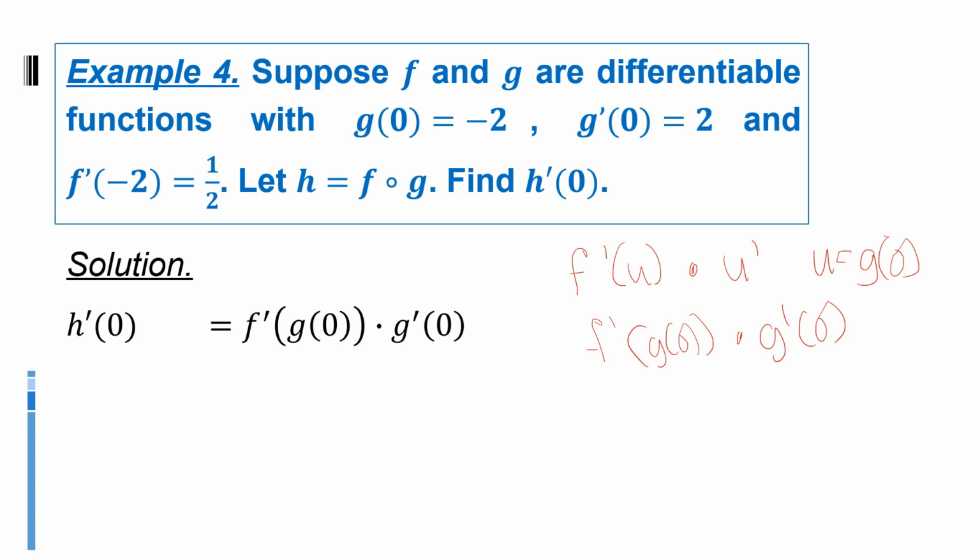Okay. Pero sabi dito, di ba, g of 0 is equal to negative 2. Therefore, etong part na to, pwede pala siyang maging negative 2. So, f prime of negative 2 na lang siya, times g prime of 0. But what is our f prime of negative 2? Eto siya. What is our g prime of 0? Eto siya. Therefore, we have 1/2 times 2, or that is equal to 1.